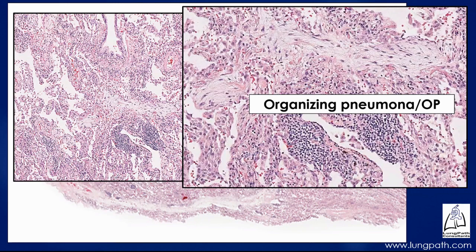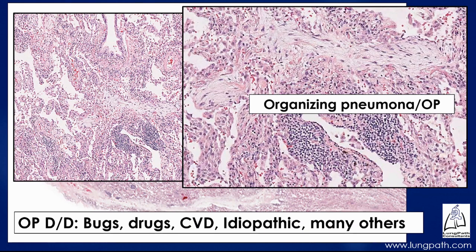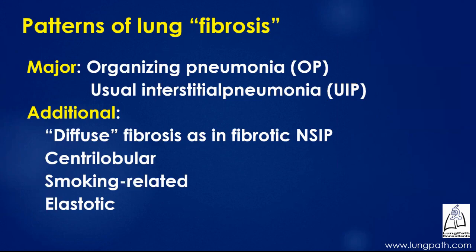So the low power reason that the slide wasn't quite so uniform was that the more solid areas had organizing pneumonia. And you've heard about organizing pneumonia from Dr. Leslie. It has a relatively long differential, but a few common things: bugs, drugs, connective tissue disease, and idiopathic. This happened to be a drug reaction. This was a patient on nitrofurantoin who developed pulmonary infiltrates and got better when the drug was stopped and she was put on steroids. So that brings us to patterns of lung fibrosis.